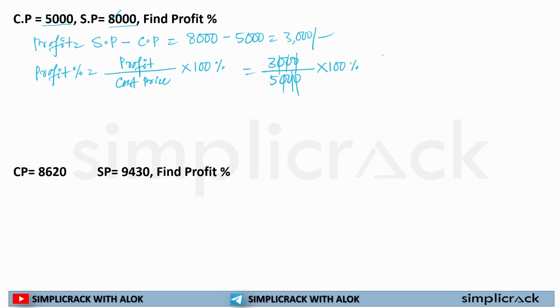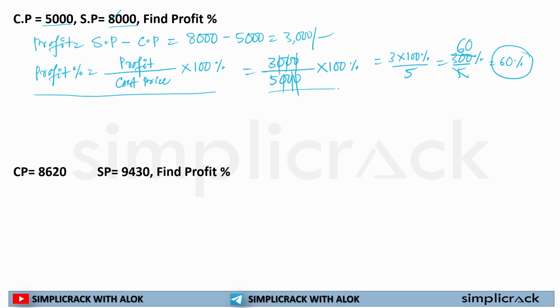Now I have to multiply 100% with it in order to find the percentage. The zeros will cancel each other. It will be 3 into 100% divided by 5. So it is 300% by 5. And if I divide it, 5 sixes are 30, 0. So it is 60%. How am I getting it? If you divide 300 by 5, you will get 60. So here in this case, my profit percentage is 60%. Now, I hope you are able to understand how we are calculating profit percentage.